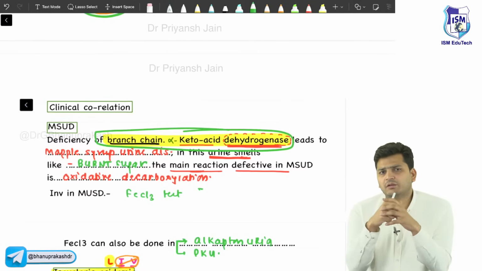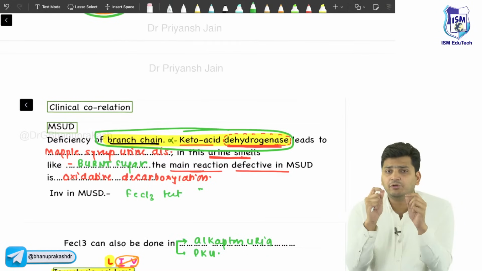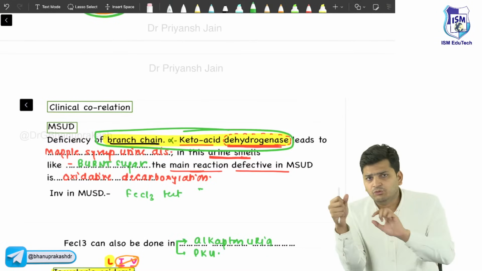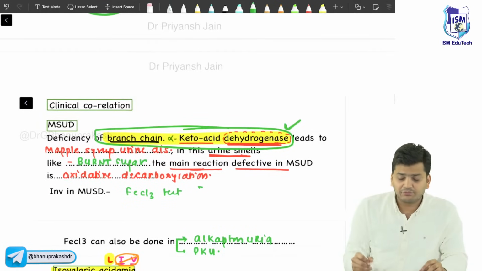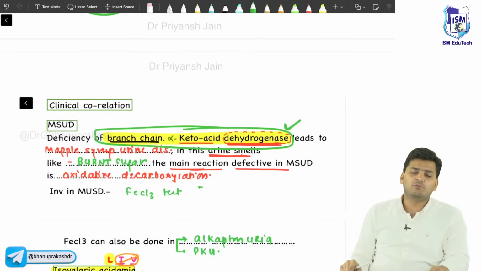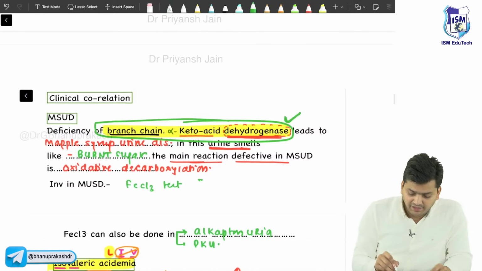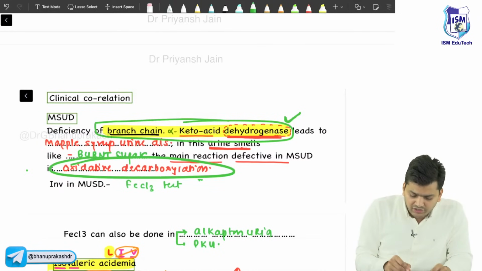That is called maple syrup urine disease. In maple syrup urine disease, they ask a question. We know the name of the enzyme: branched-chain alpha keto acid dehydrogenase deficiency leading to maple syrup urine disease. But which is the most important reaction which is defective? The most important reaction which is defective is oxidative decarboxylation.